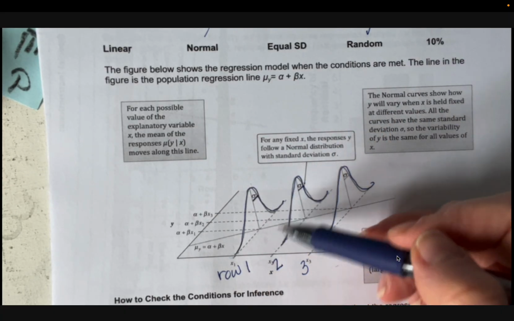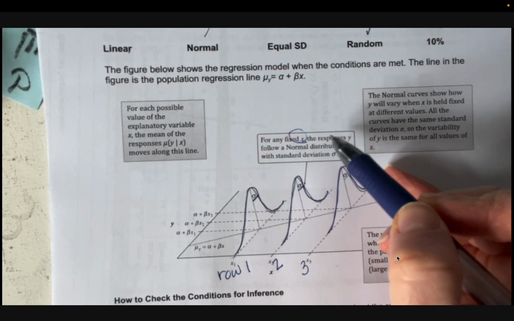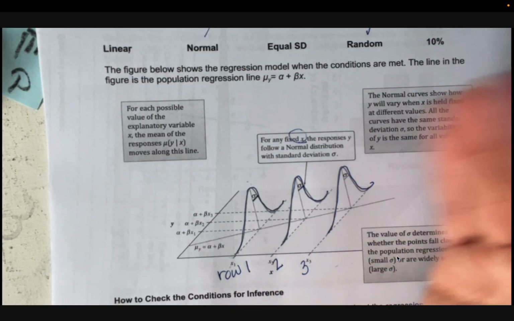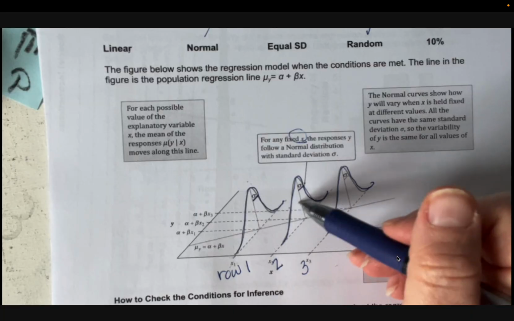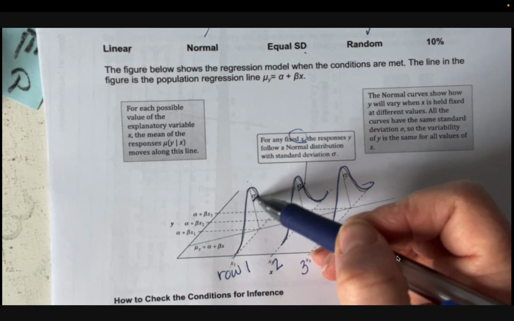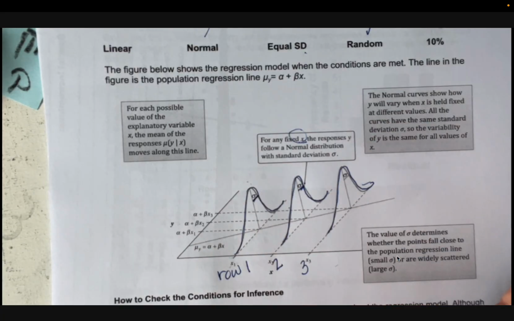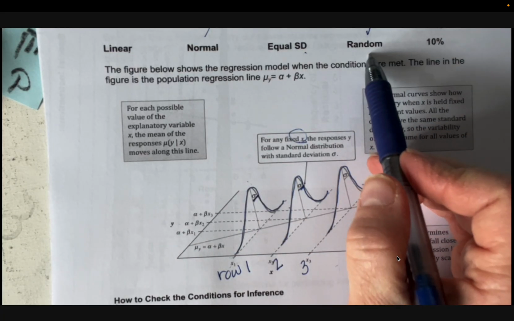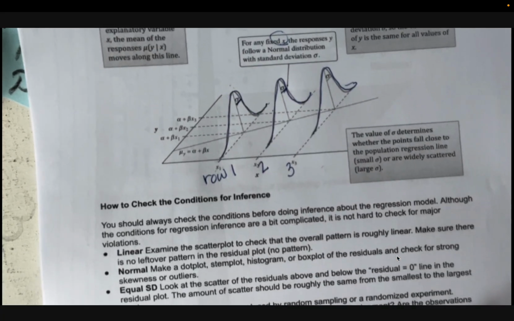So the scores for a fixed value of X, the Y variable, which in our starting problem was the scores, should vary normally. Okay? The equal standard deviation condition is just saying that they should vary with the same standard deviation. And the random and 10% conditions, we already discussed.